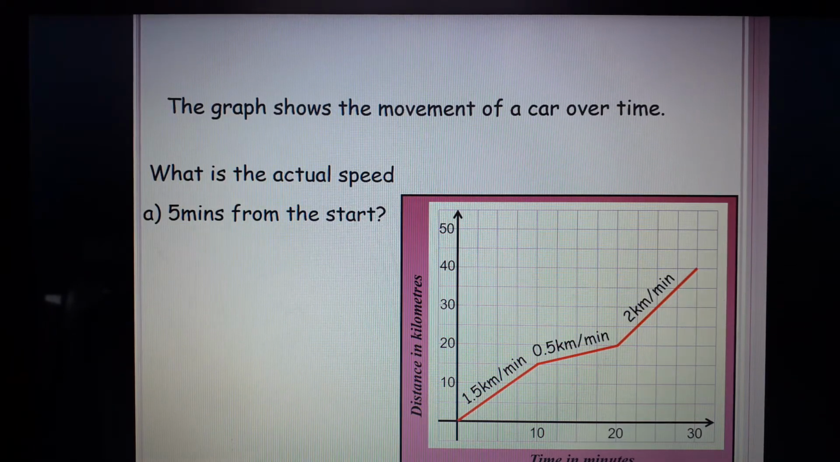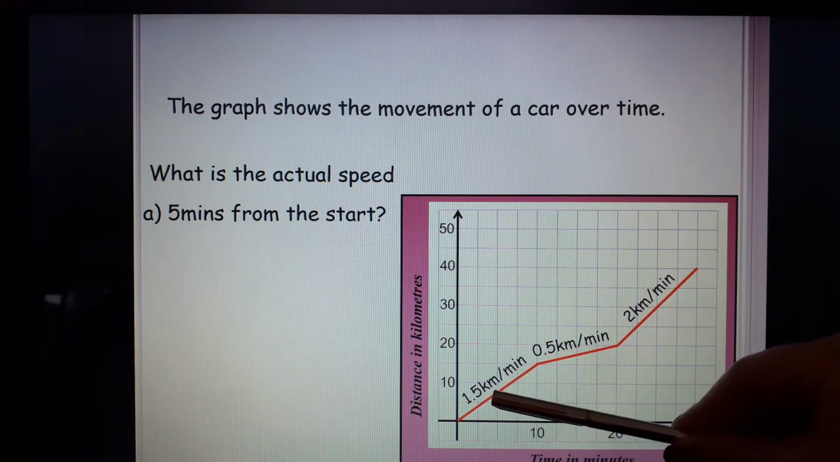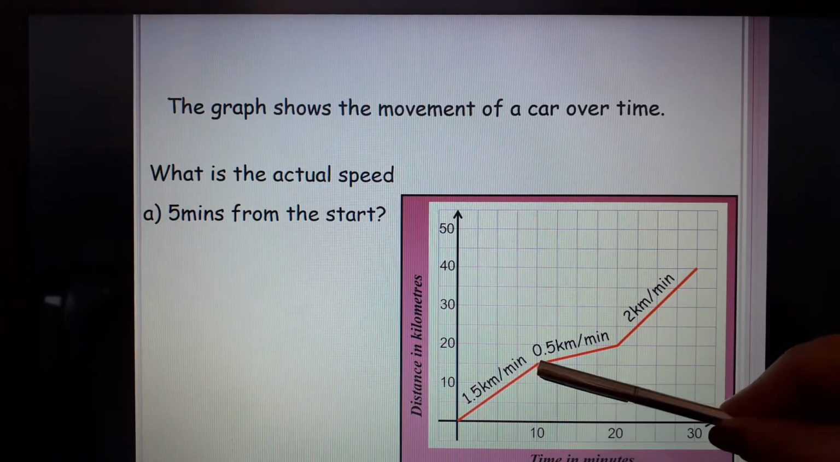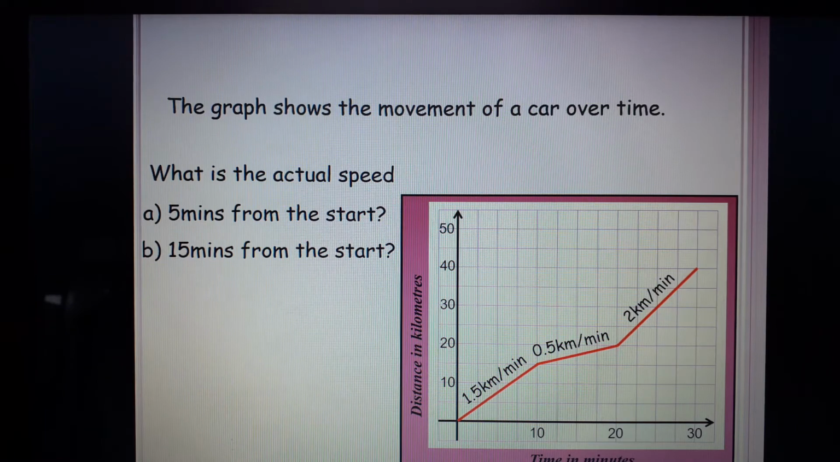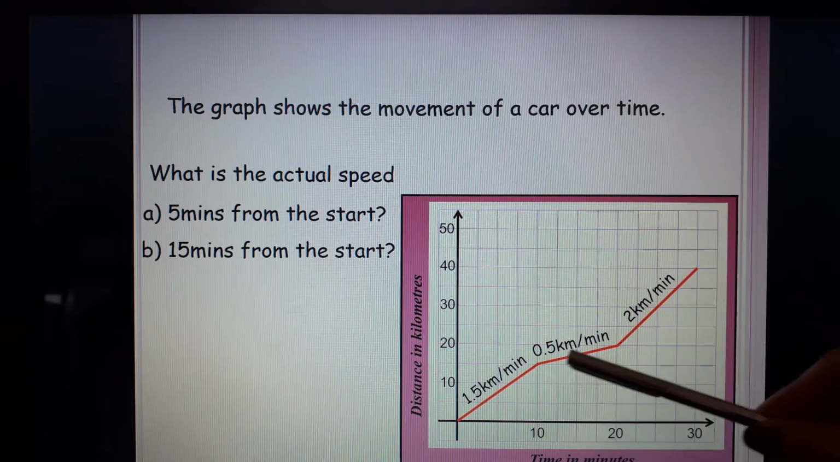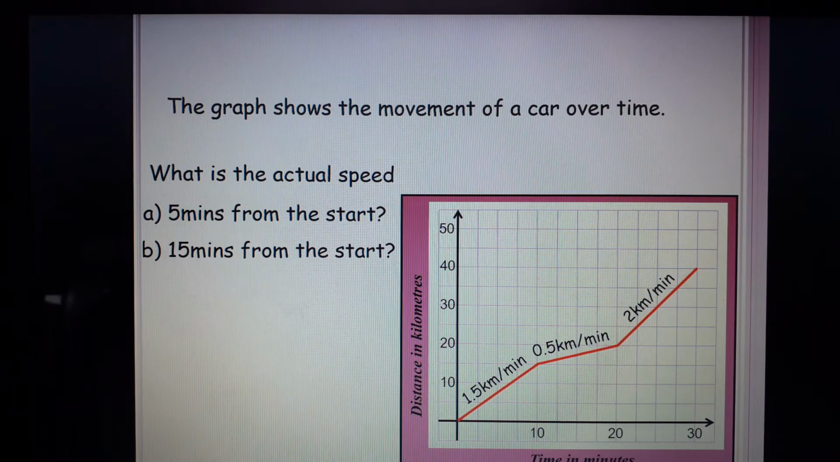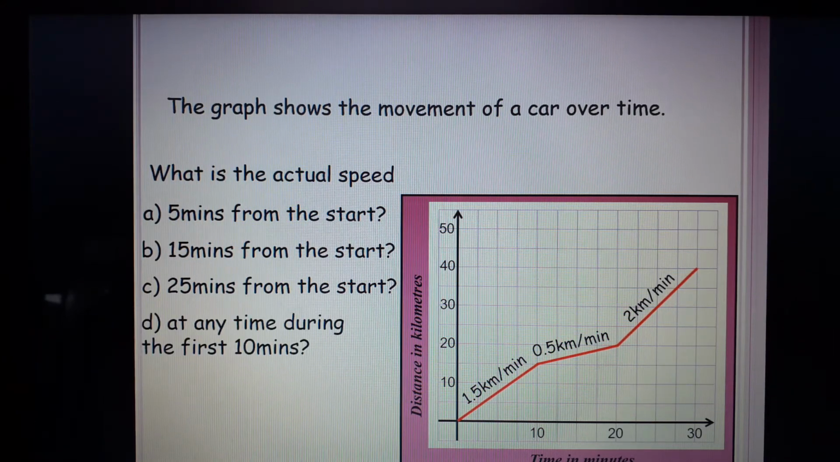Now the graph shows the movement of a car over time. So what is the actual speed at 5 minutes from the start? So we could say it's going to be around about 1.5 kilometres per minute, because within the first 10 minutes, the average speed is 1.5 kilometres per minute. At 15 minutes, that's between the 10 and the 20 minutes part of the journey, isn't it? So it's going to be around about a half kilometre per minute, and so on. And 25 minutes would be in the third part of the journey. What would be the speed at any time during the first 10 minutes? Well, it's going to be around about 1.5 kilometres per minute.